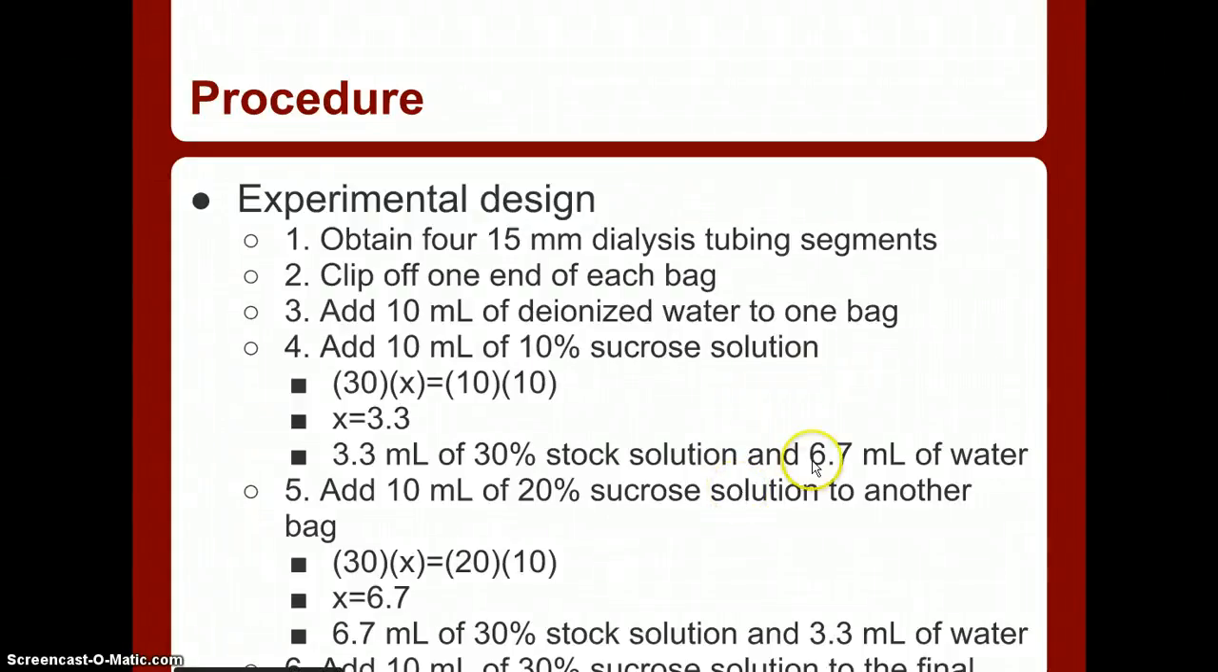Next was you had to add 10 milliliters of 20% sucrose to another bag. Use the same formula. This time it's 30 times x equals 20 times 10, which is 200, and you get x equals 6.7. So we added 6.7 milliliters of 30% stock solution and 3.3 milliliters of water in a small beaker and added that to the dialysis tube. And the final step, I think it's a little hard to see here, but you add 10 milliliters of 30% sucrose solution, which is the original stock solution, to the final dialysis bag.